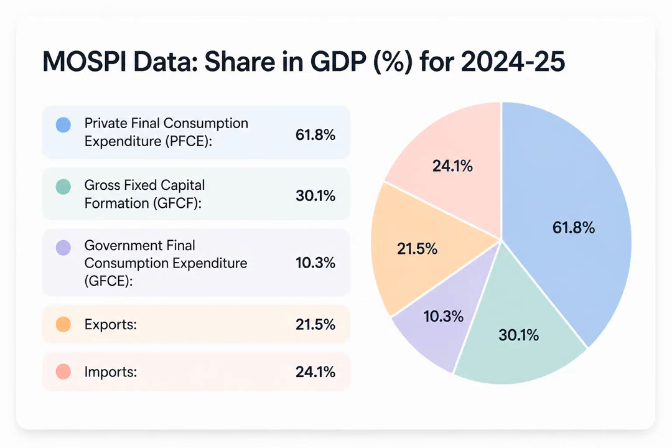When we break down the GDP by expenditure components for 2024-25, private final consumption expenditure remains the undisputed backbone of the economy, accounting for 61.8% of total GDP. Gross fixed capital formation, which represents investment, holds a strong 30.1% share. Government consumption makes up 10.3%. On the trade front, exports account for 21.5% of GDP, while imports take up 24.1%.